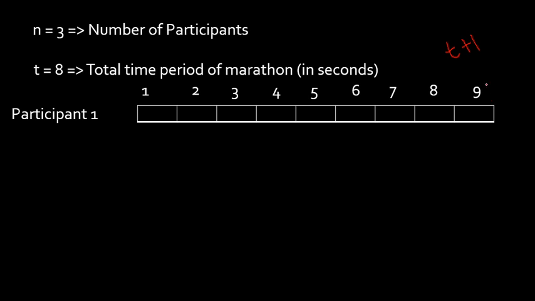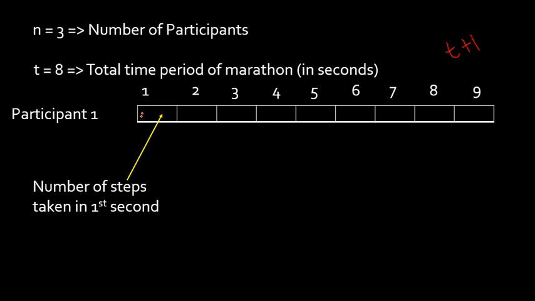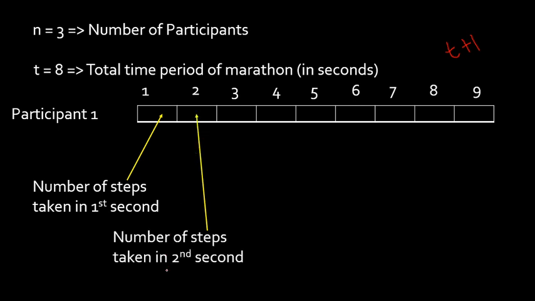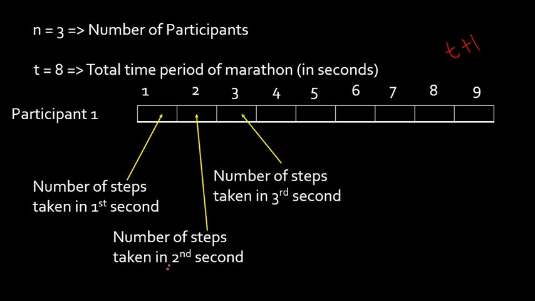Let me explain what this data is. The first cell indicates number of steps taken in the first second. Can you understand this? For example, the participant may take 2 steps or 3 steps or 4 steps. Based on the steps only, we can determine who is leading. So obviously, what is the second cell indicating? Number of steps taken in the second second. And the third cell indicates number of steps taken in the third second. Is it clear? So like this it goes on.